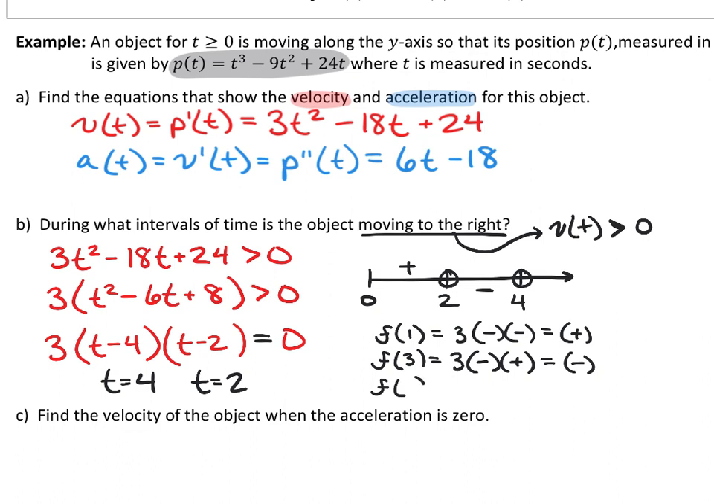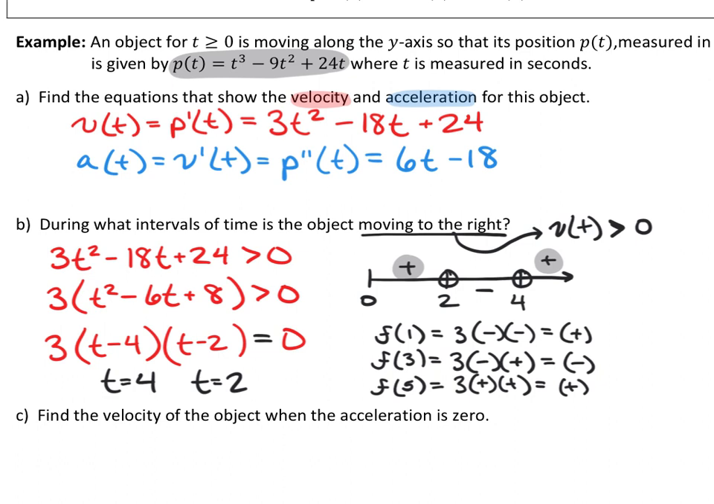And for that last interval, what number could I plug in? 5 is fine. You could plug in anything. So 10 would have been fine. 5 is fine as long as it is bigger than 4, which means we have 3 times a positive number times a positive number, which means this is positive. Okay, our question was, during which time intervals is this object moving to the right?